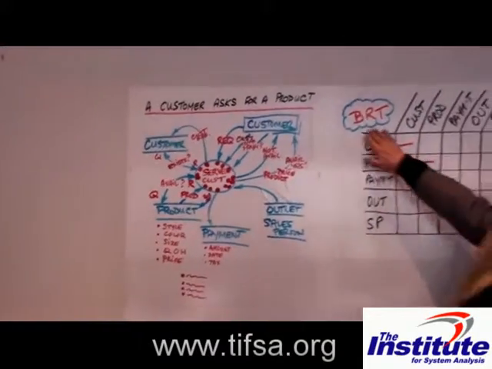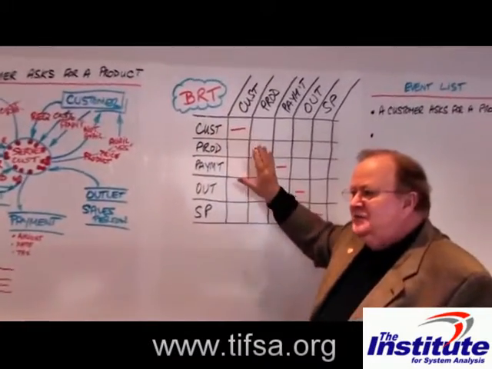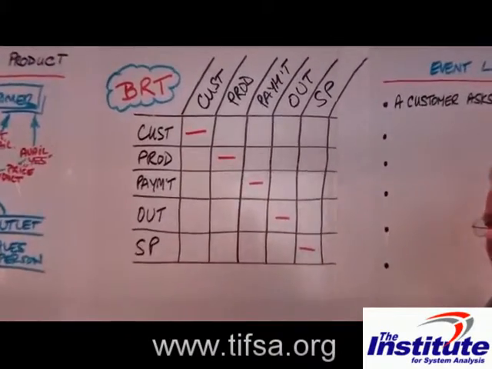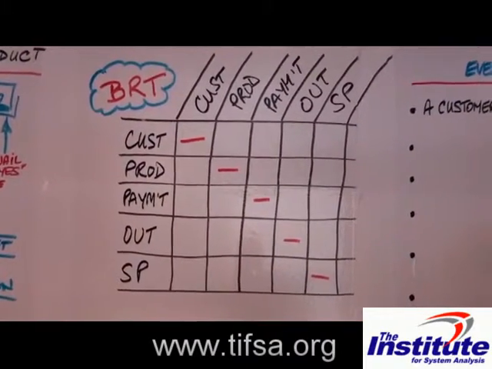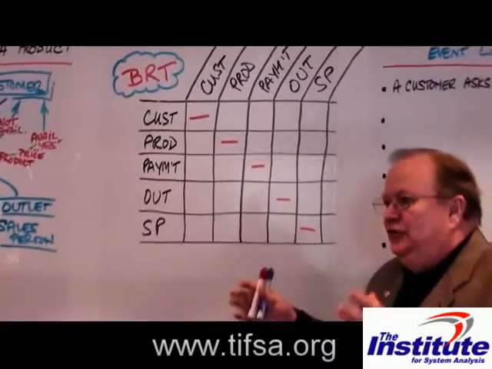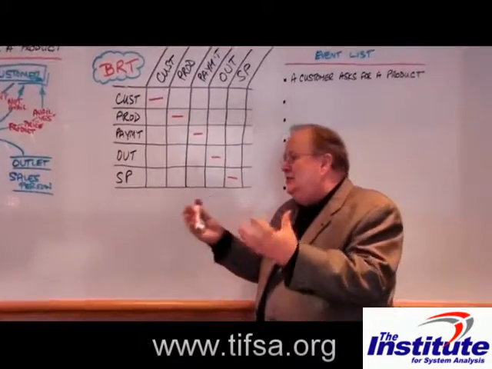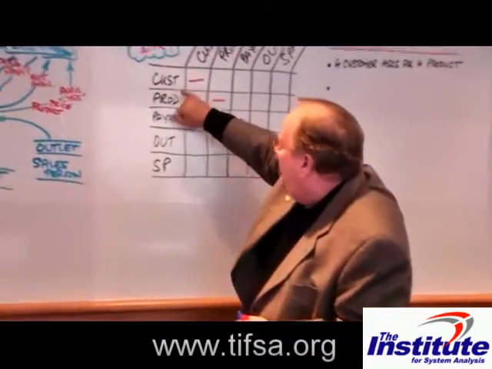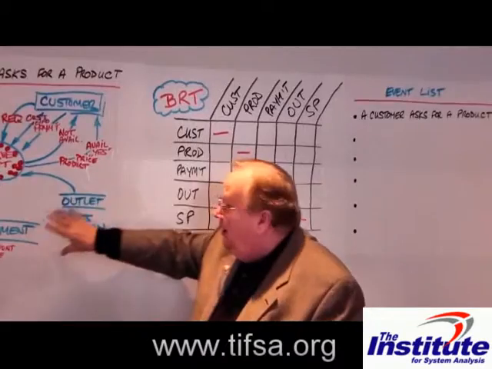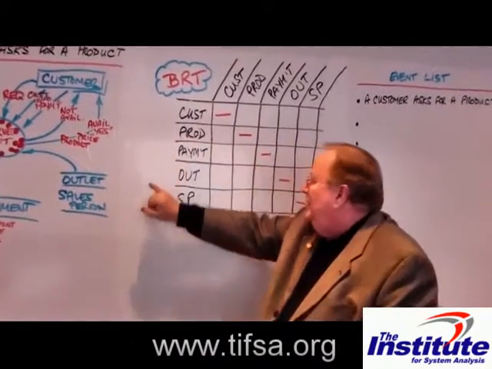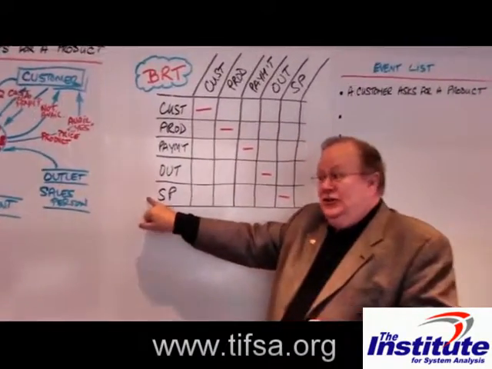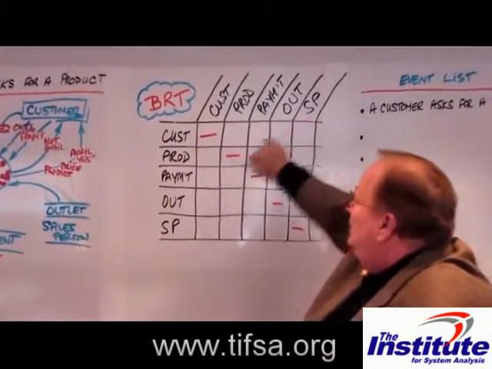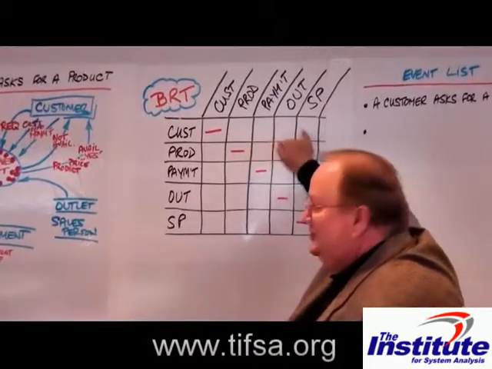Now we're going to work with this business rules table. And this business rules table is a way of finding out what the business rules are that determine the behavior of the system, that specify we have to be able to do this, and the absence of a rule says we can't do it. So I've put in the table here the name of each of the objects in this diagram: customer, product, payment, outlet, and salesperson, or salt and pepper. But salesperson is what we're going to go with. And I've put them across here as well. We're going to work with each of these empty cells initially.